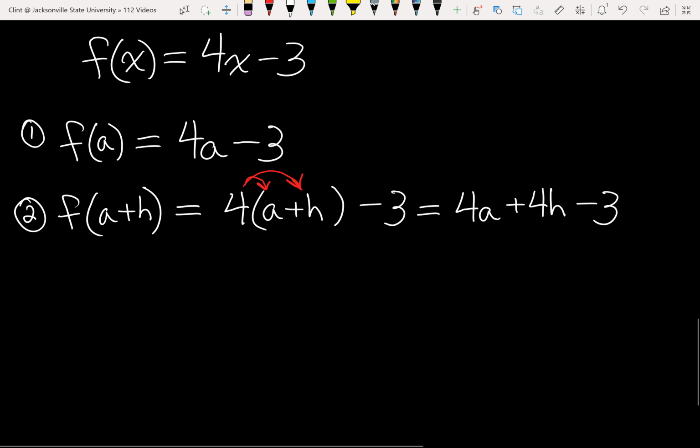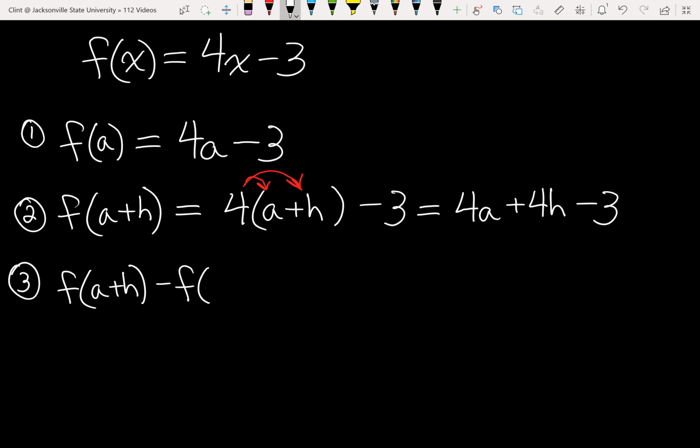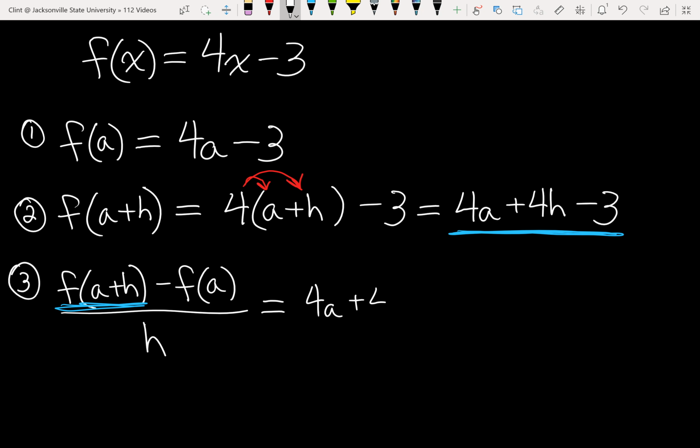And then the last one really looks scary. The last piece it asks us to find, it's not, but it looks scary. It'll say find f of a plus h minus f of a over h. Goodness, that looks terrible, but it's not, because we've already found 2 pieces of this. Okay, so let's look at this. So f of a plus h, this piece is this. So we're going to start by copying that down. We'll have 4a plus 4h minus 3.